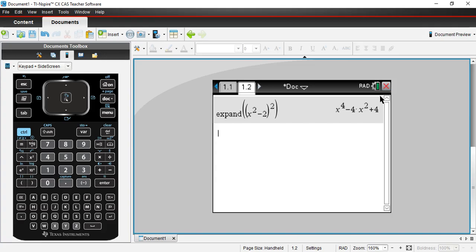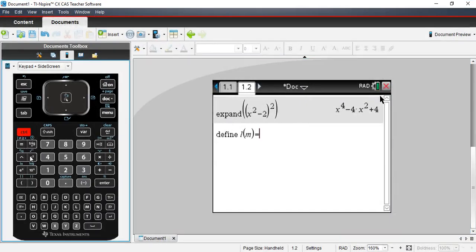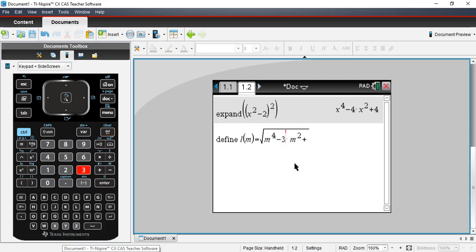So I'm going to define, I feel I'm going to need this in the future, L of m equals, I'm going to use L of m because I really do want to show you one thing. m to the power 4 minus 3m squared plus 4. Okay, so that's that. So we're going to find the derivative.